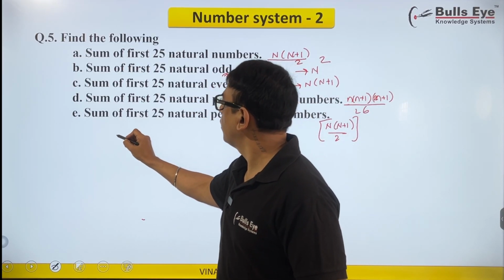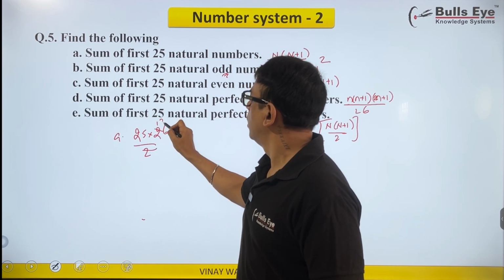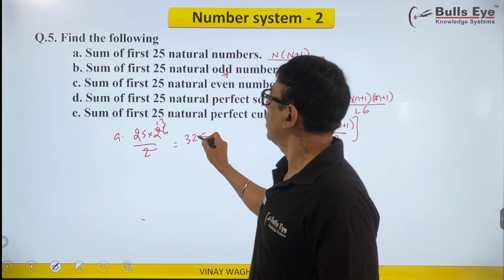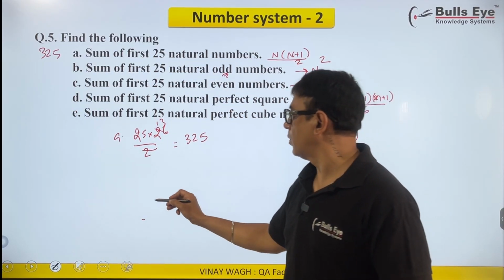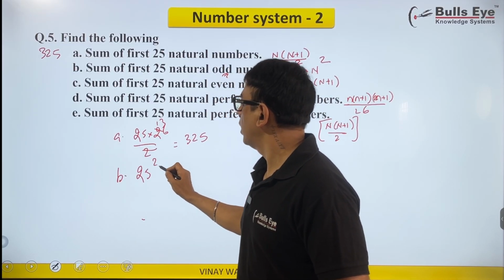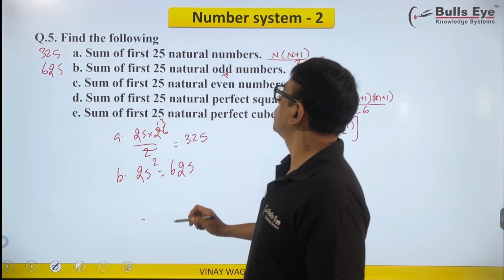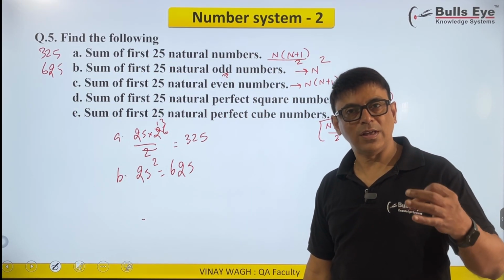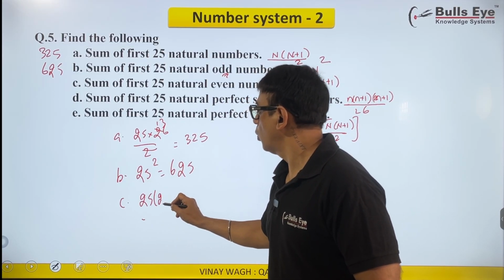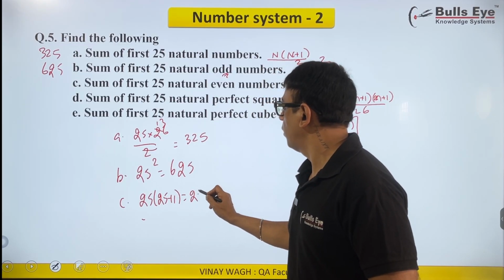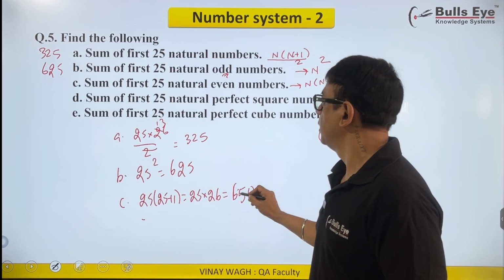So sum of the first 25 natural numbers is 25 into 26 divided by 2. 250 and 75 is 325. Sum of first 25 natural odd numbers is n square, that's 625. Sum of first 25 natural even numbers, 2, 4, 6, and so on till 50, that will be 25 into 25 plus 1. So that's 25 into 26. 500 and 150 is 650.